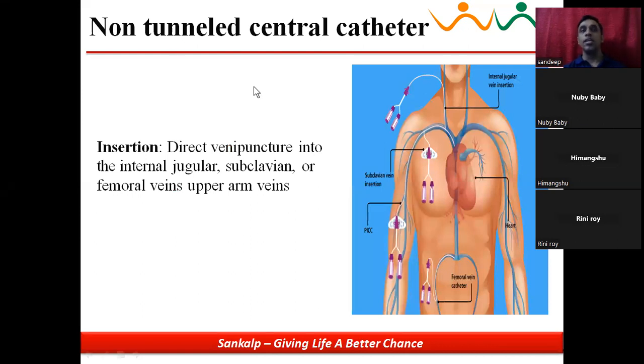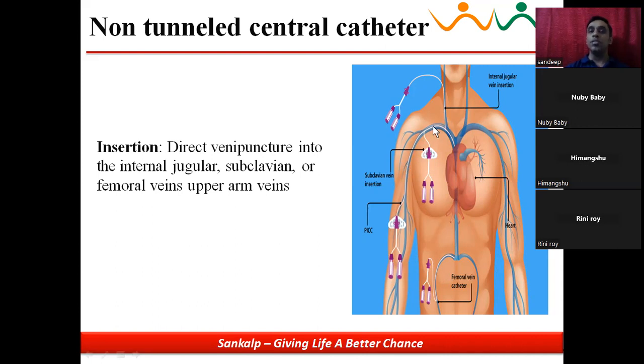What is a non-tunneled catheter? In the non-tunneled catheter, the catheter directly enters the blood vessel. The venous puncture will happen and it goes directly, especially into the internal jugular, subclavian, femoral, or upper arm veins. You can see these images. The catheter has entered directly into the blood vessel.